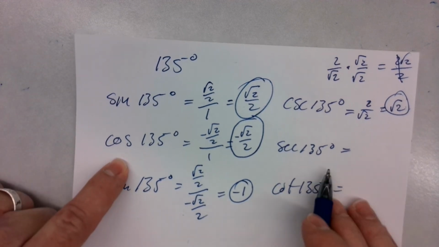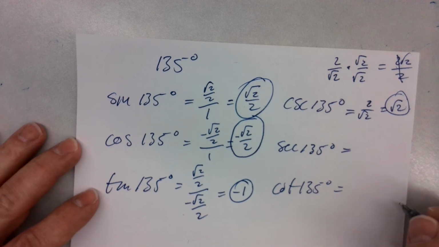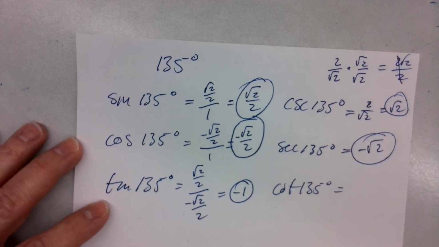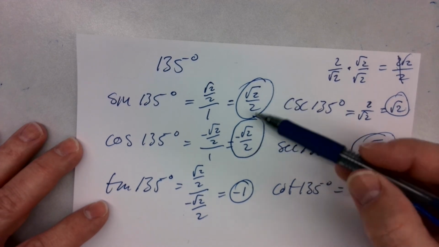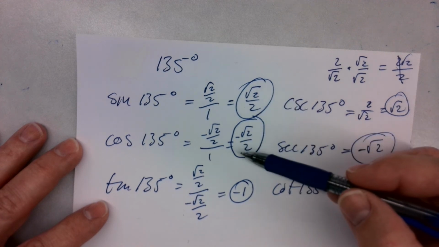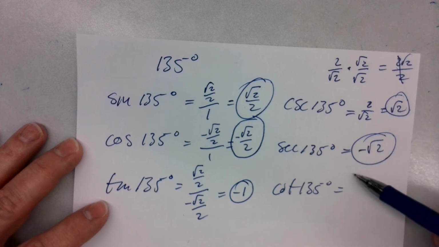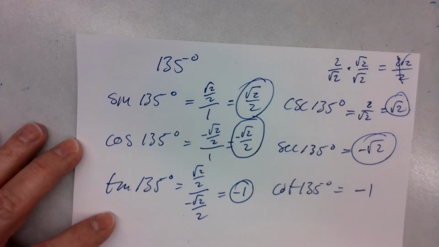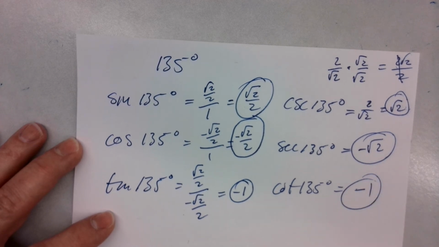So what about the secant of 135? Negative square root of 2. Because notice, sine and cosine are the same thing, just with different signs, right? What about the cotangent? Isn't it just 1? Negative 1. Not positive 1. We're not having another negative. Oh yeah, I guess you're right. The sign doesn't change, just the fraction. It's going to be negative 1.